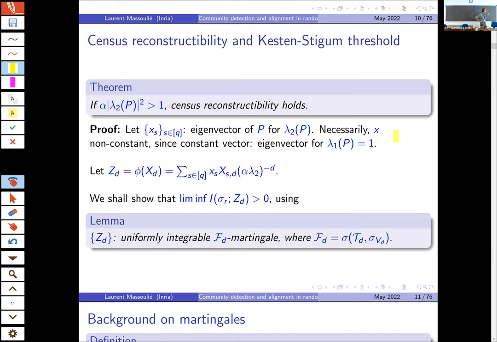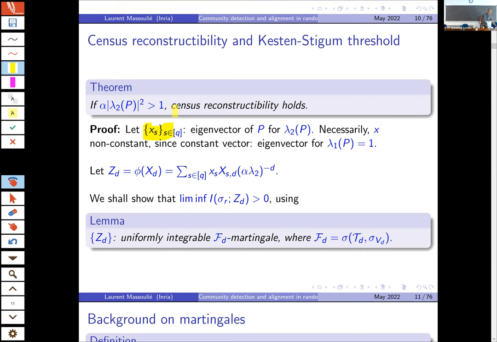There's a construction you can make that involves an eigenvector associated with lambda two, this eigenvalue of P. Okay, maybe I don't need to rewrite what's on the slides. So x is a Q-dimensional vector that is an eigenvector associated with lambda 2. So you have P x equals lambda 2 x, right?